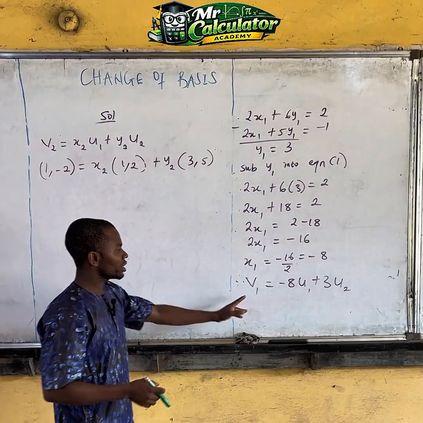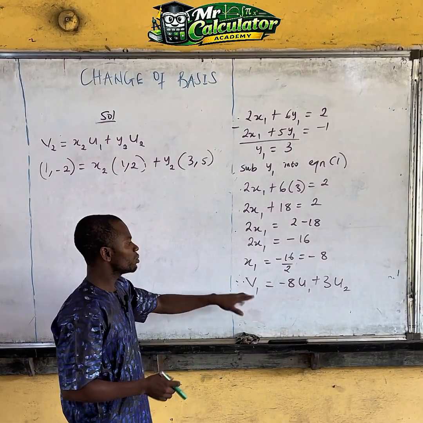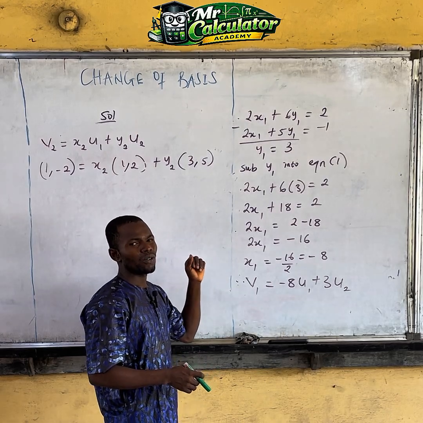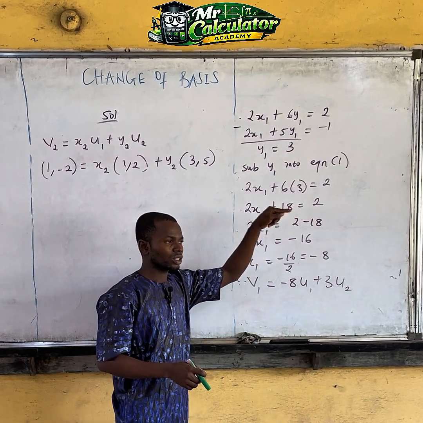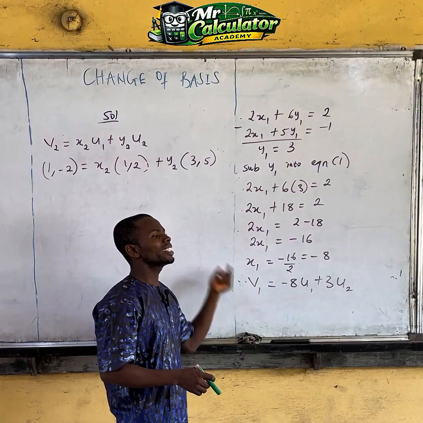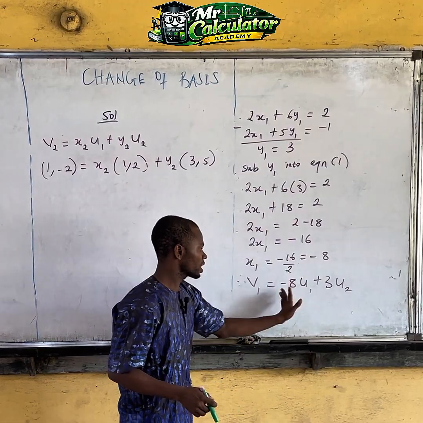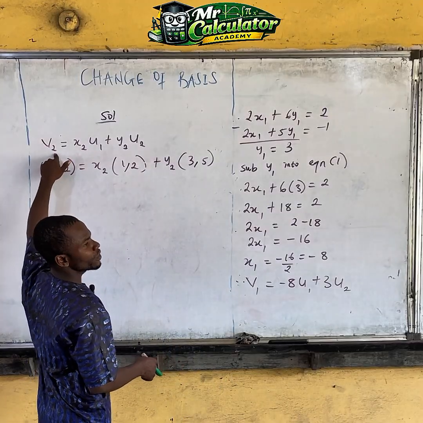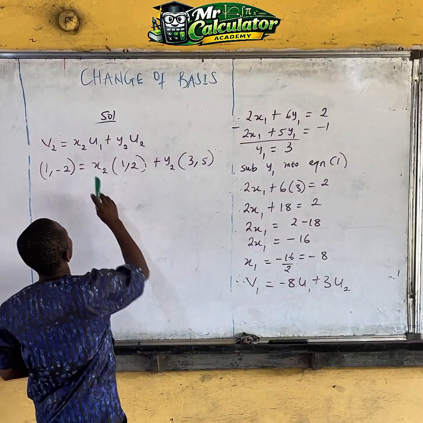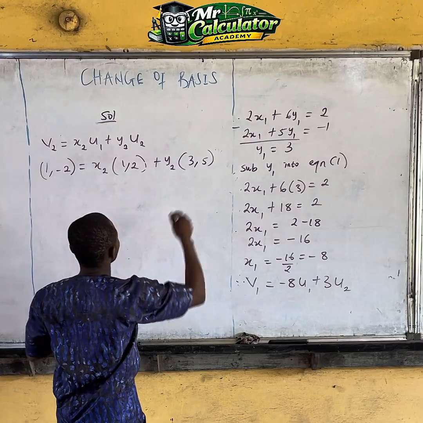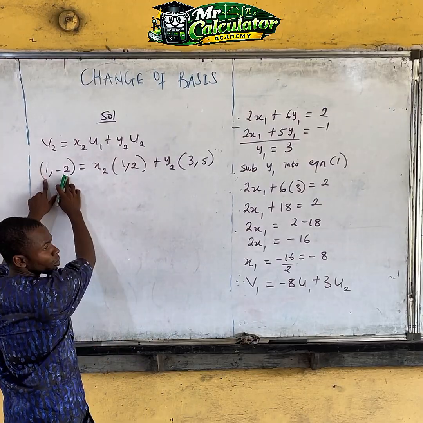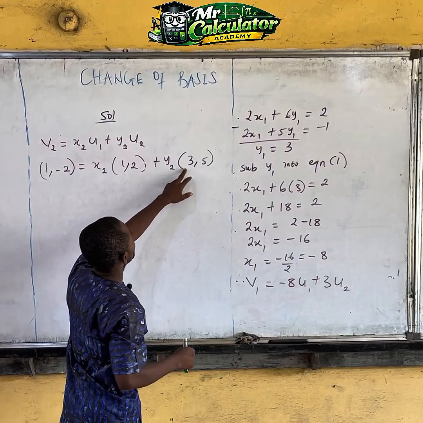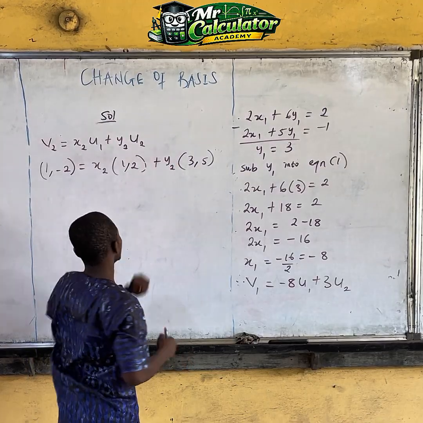Okay, since we have gotten our V1 as a linear combination of the basis of S, which is this, we can now move to V2. We want to write V2 as a linear combination of the basis of S. So V2 is this, our U1 is this, and our U2 is this, from the given question.